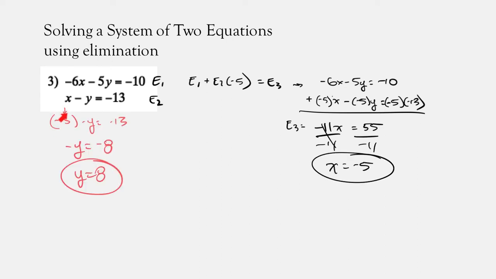So we plug in negative 5 for our x, then we solve for y. We get y equals 8. So our solution to this system is the coordinate negative 5, 8, which solves both equations.